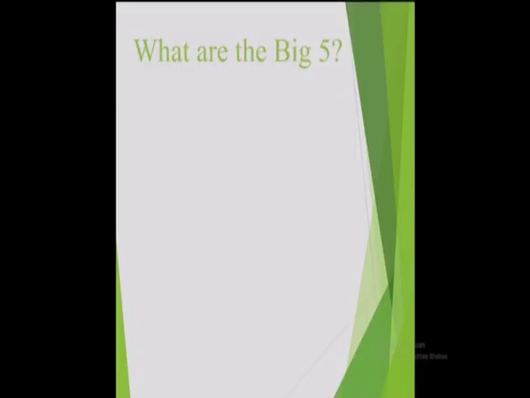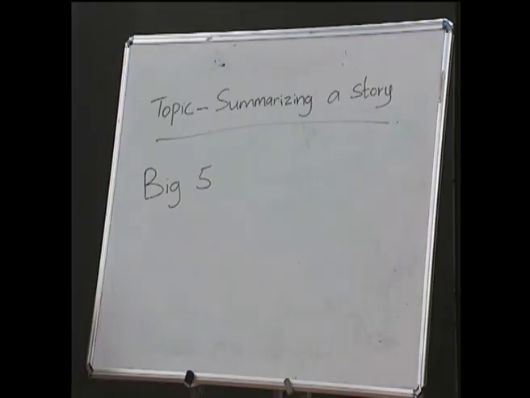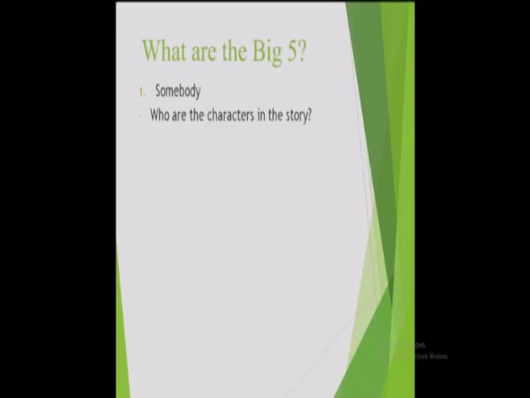Now, I told you to park that big five. Let us come back to what are those big fives. Number 1, we have somebody. When we say somebody, we are talking about the characters in the story. Number 2, we have wanted. When we say wanted, we are talking about what the character or the characters wanted to do.